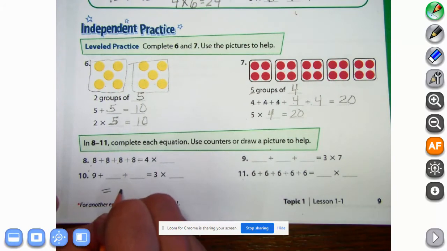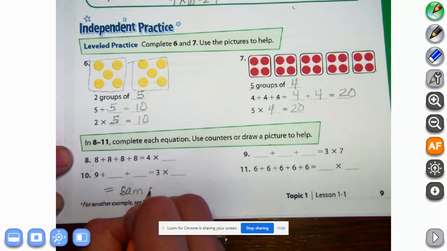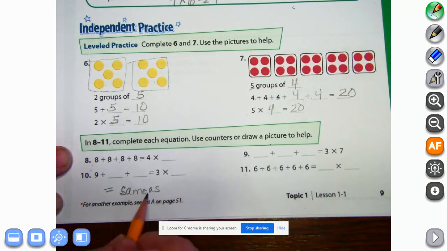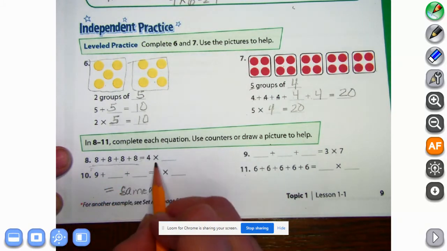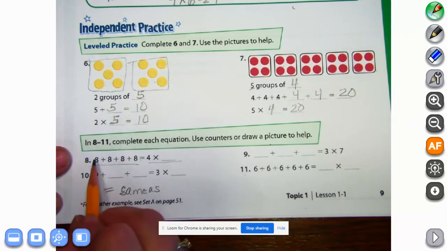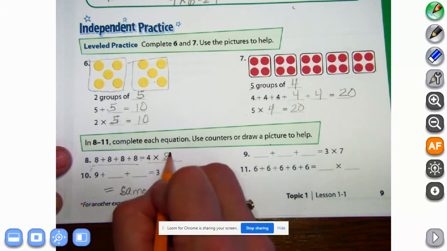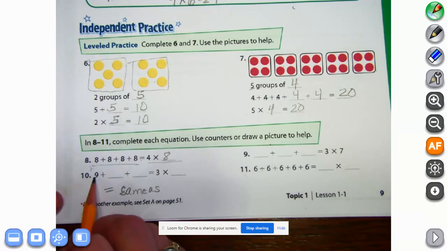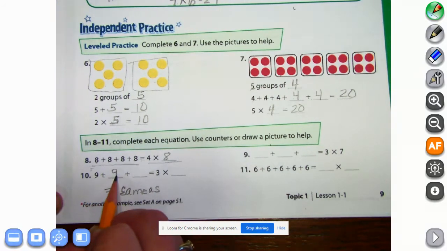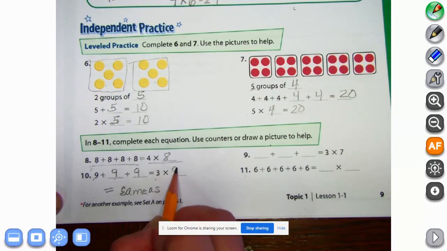All right, so 8 plus 8 plus 8 plus 8 is the same as, because equal sign is the same as. Equal means same as. So this side is the same answer as this side. They're just written differently. 8 plus 8 plus 8 plus 8 is the same as 4 groups of 8. Okay? 9 plus 9, because that's the group size, plus 9, again, is giving us 1, 2, 3 groups of 9.